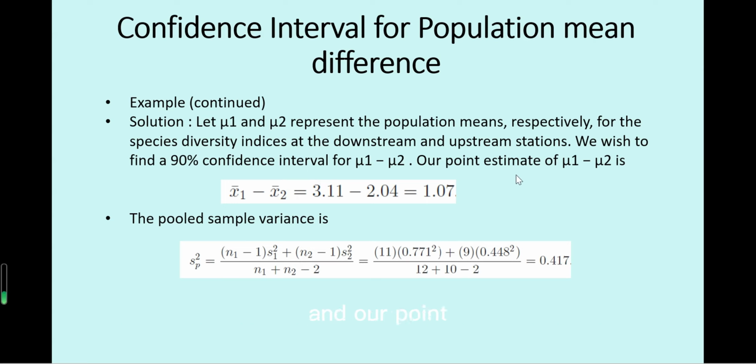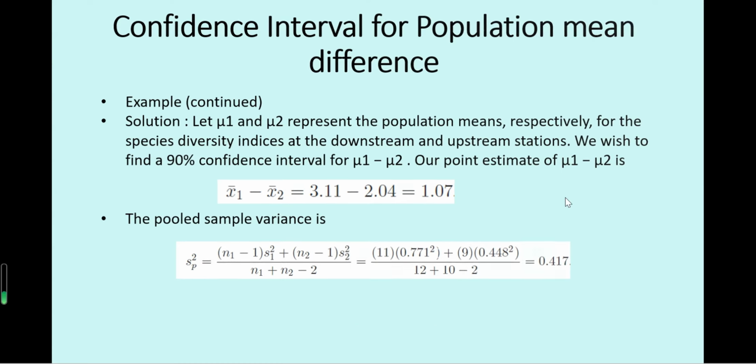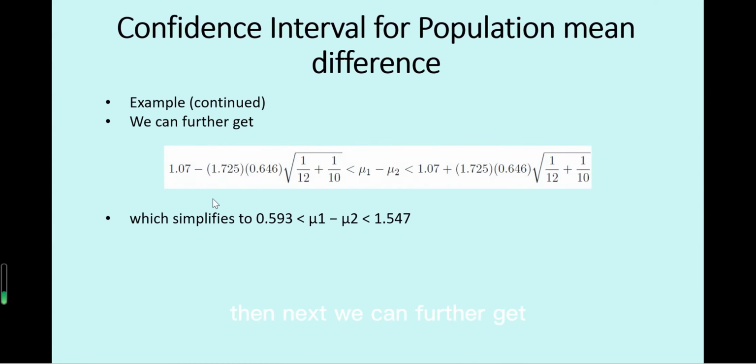And our point estimate of mu1 minus mu2 is the sample average difference x1 bar minus x2 bar, which equals 1.07. And the pooled sample variance in this form equals 0.417, because we have found S1 squared and S2 squared from the problem description, right? Then next we can further get the confidence interval of the difference between population means, which equals about 0.593 and 1.547.